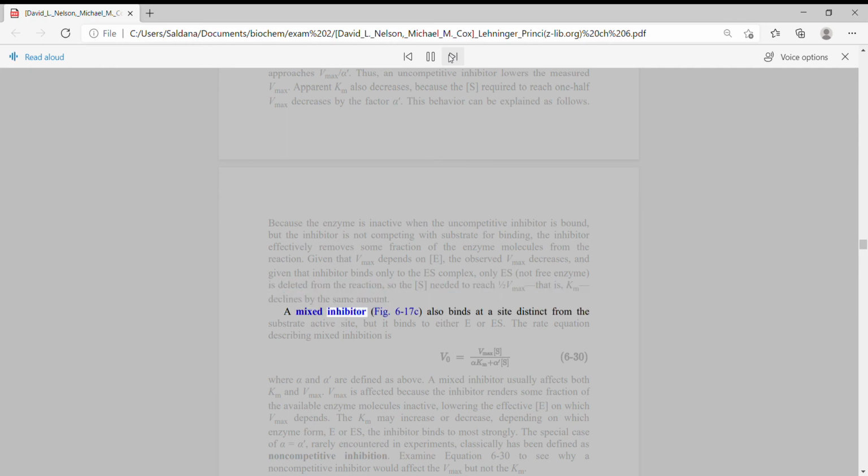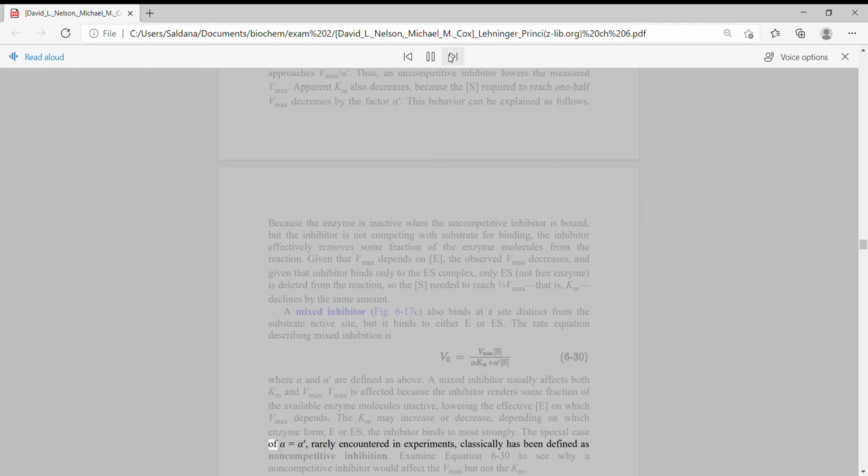A mixed inhibitor, Fig. 6-17c, also binds at a site distinct from the substrate active site, but it binds to either E or ES. The rate equation describing mixed inhibition is [equation], where alpha and alpha' are defined as above. A mixed inhibitor usually affects both Km and Vmax. Vmax is affected because the inhibitor renders some fraction of the available enzyme molecules inactive, lowering the effective [E] on which Vmax depends. The Km may increase or decrease depending on which enzyme form, E or ES, the inhibitor binds to most strongly.